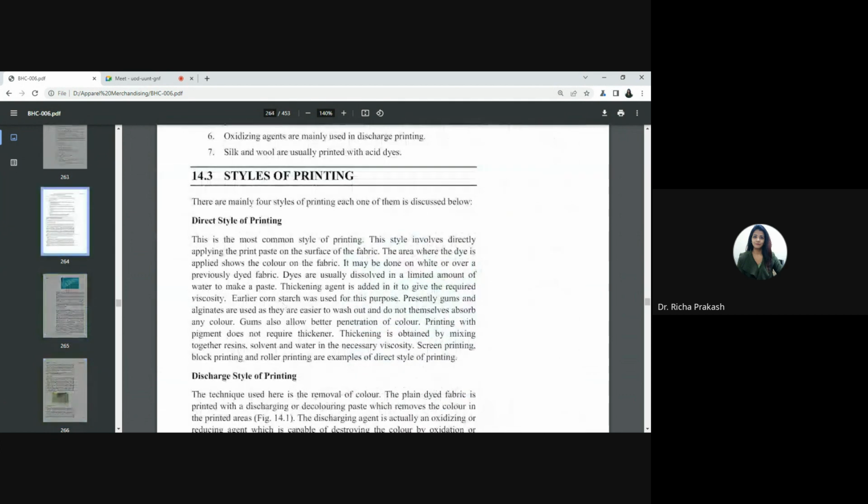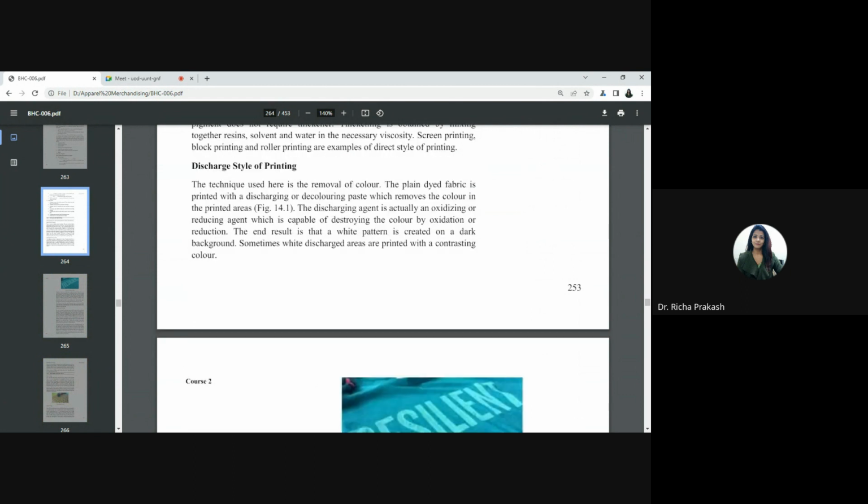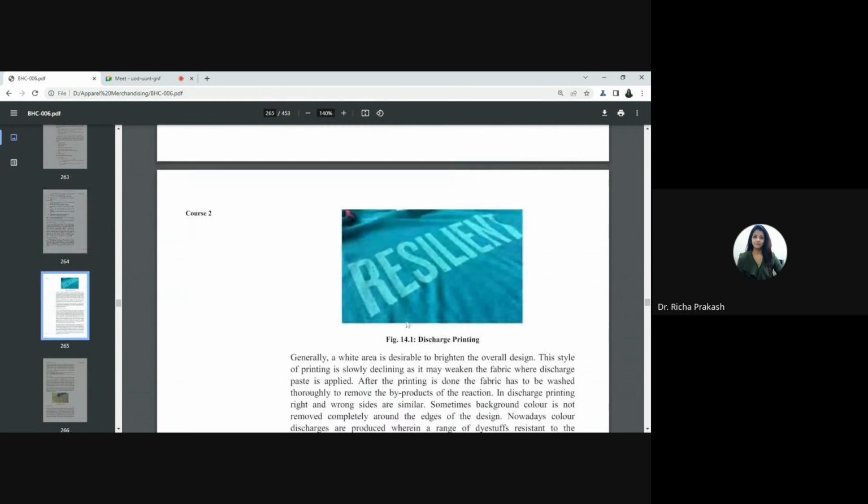So what happens in direct printing, as I just gave you the example of haldi and Fevicol, you put something and you print it on the top of the fabric. That's your direct style of printing. In discharge, the fabric is already colored, but you put a print, say this word is written, so you put a chemical on these alphabets, on this word, and that particular chemical will actually remove the color from there. It will discharge the color. So the whole fabric remains the actual dye color that it was dyed into, and only that particular part will have the color discharged from there.